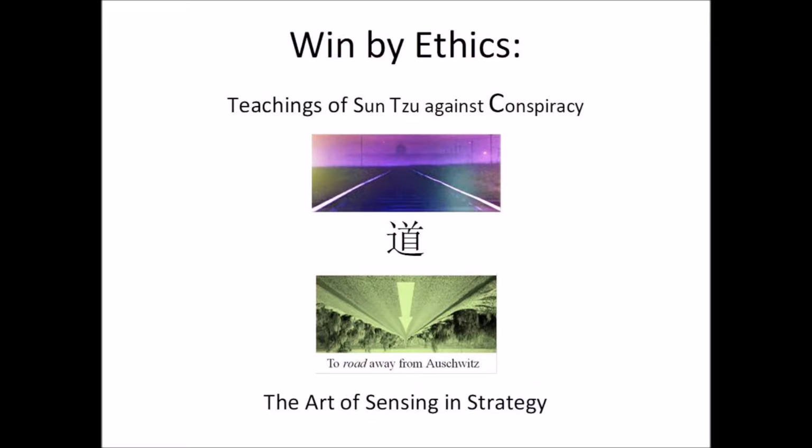Hello, this is an update on this course, Win by Ethics. It's a 2-day version, and the 2-day version is actually different from the 1-day version in the sense that we include a real world case study. And perhaps from next year onwards, we should title it as Win by Ethics, Teaching of Sun Tzu Against Conspiracy.